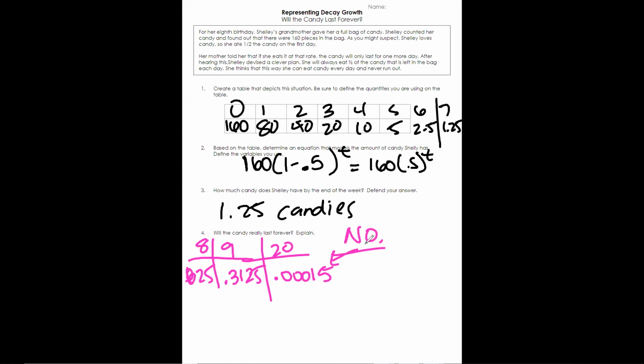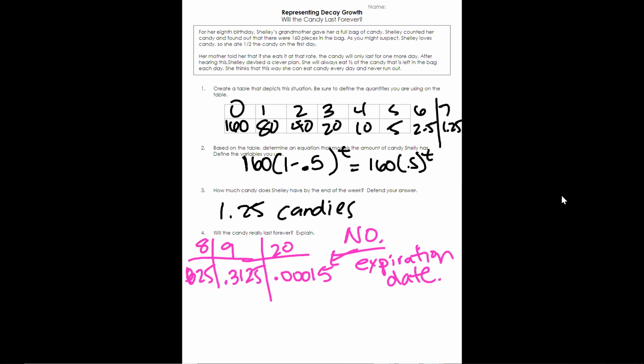And what's another thing about candy? What does every package in America with food have on it? Expiration date. Okay, there's an expiration date, and at some point she shouldn't be eating that candy, right? So no, the candy won't last forever. Now, the math will tell you otherwise. The graph will say, hey, she's going to eat 0.00015 of a candy. I don't know about you, that's not physically possible in my book.